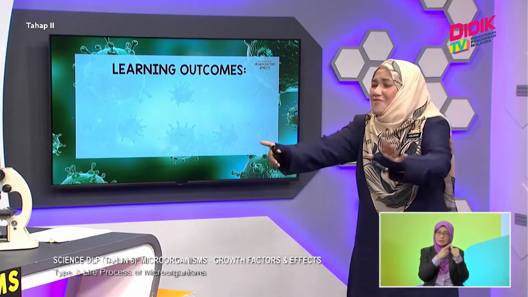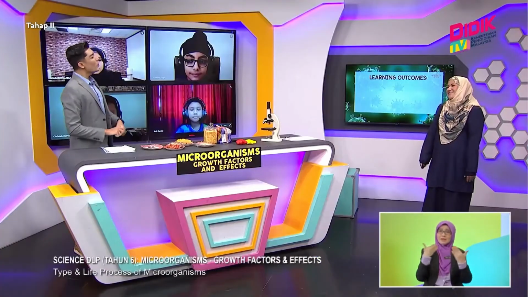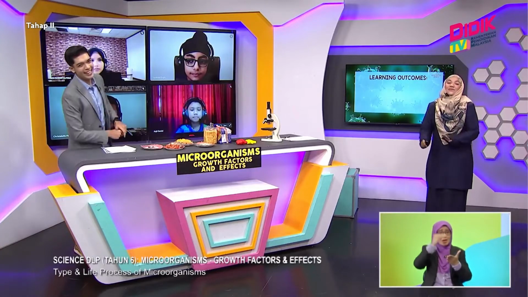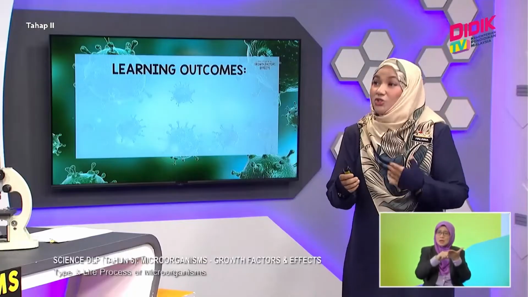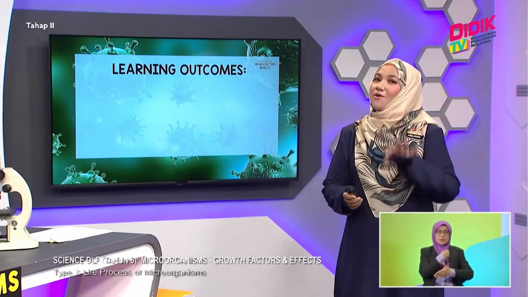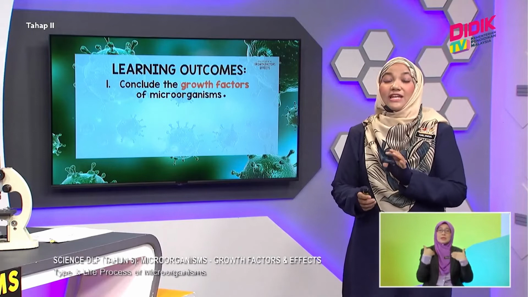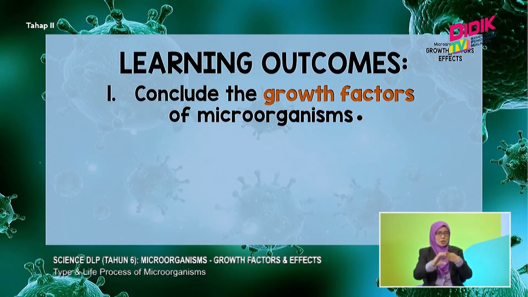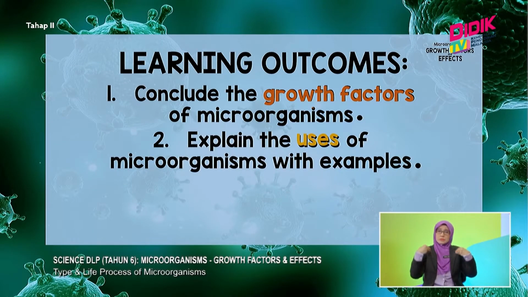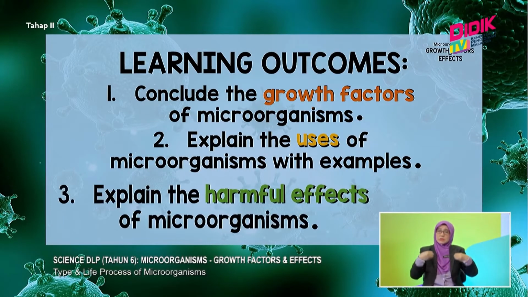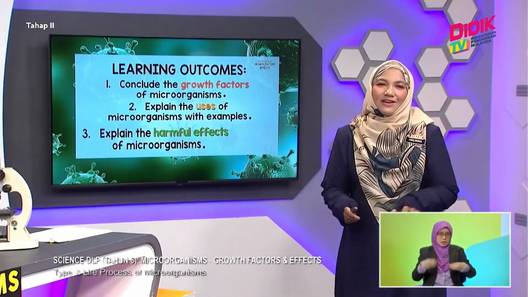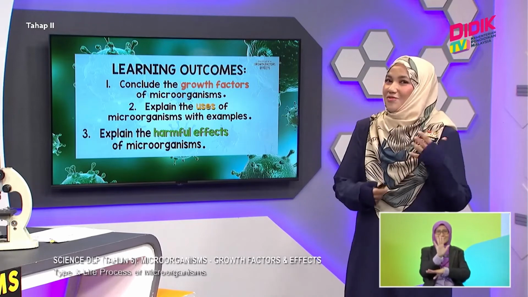Oh, I forgot. Before we proceed, Irfan, you didn't remind me. What are the learning outcomes, teacher? What are we supposed to be able to achieve by the end of the lesson today? There are only 3 learning outcomes. The first one is to conclude what the growth factors of microorganisms are. The second one is to be able to explain the uses of microorganisms with examples. And last but not least is to explain the harmful effects of microorganisms. If you think it's a little bit hard, it's not. That's why we need to do a little bit of a recap first.